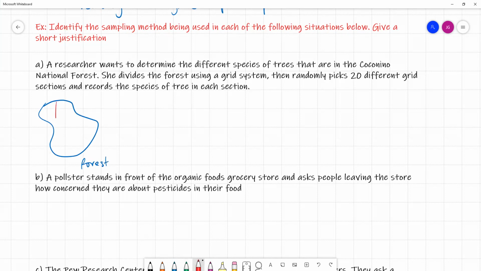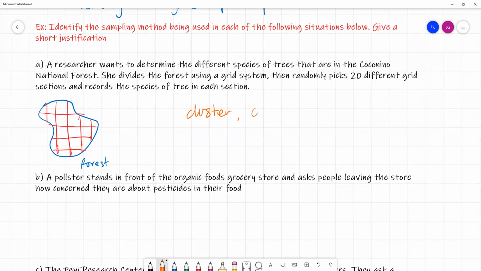And what this researcher is doing is dividing it up into grids. Hopefully this reminds you of the picture we drew up there, where we divide into different groups. In this case, these are our strata. Each of these little squares is one of the groups. She's choosing 20 of those grid sections and recording the species of tree in each section. The fact that they tell us she's choosing 20 of them and not all of them already tells us this is cluster sampling, because she's not choosing all sections. She's choosing a certain amount and then recording the species of all of the trees in those sections. So this is cluster.